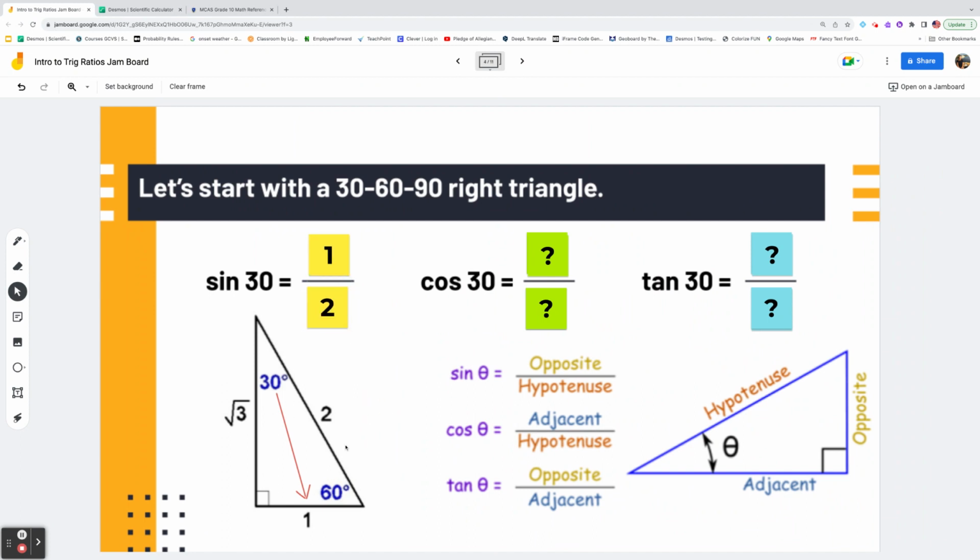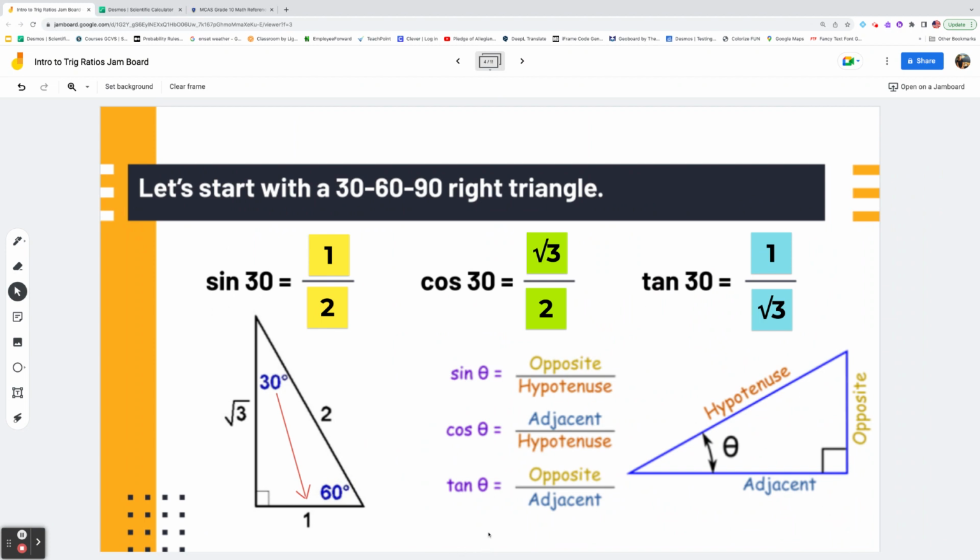So remember, in this 30-degree angle, the sine was 1/2. Cosine of 30 degrees. Well, cosine is the adjacent over the hypotenuse. The hypotenuse is definitely 2. The adjacent side to this 30-degree angle is the square root of 3. So for this triangle, the cosine of 30 degrees is the square root of 3 over 2. And the tangent of 30 degrees is the opposite, which is 1, over the adjacent, which is root 3. So keep that in mind.